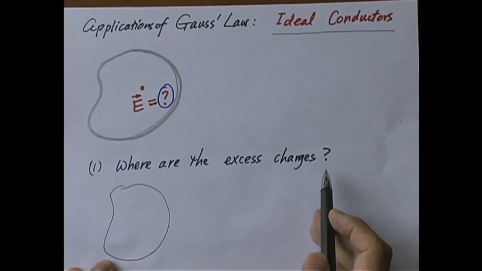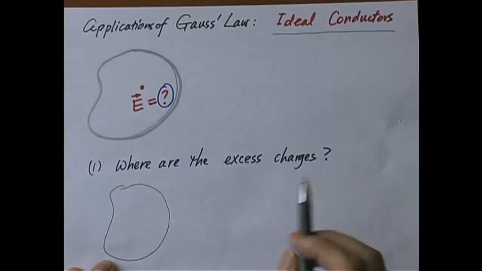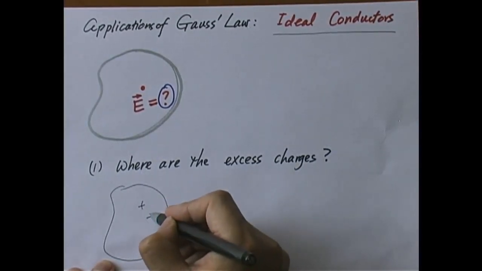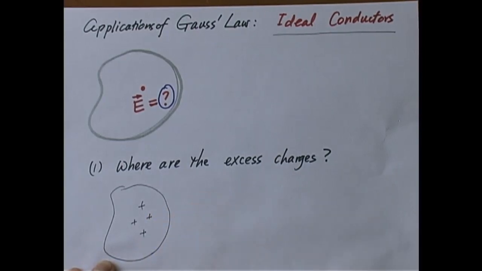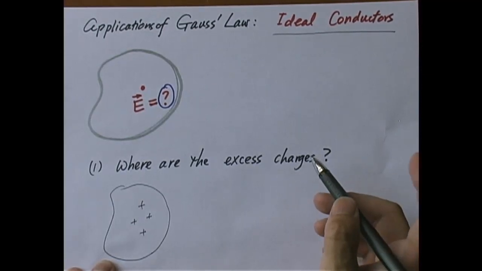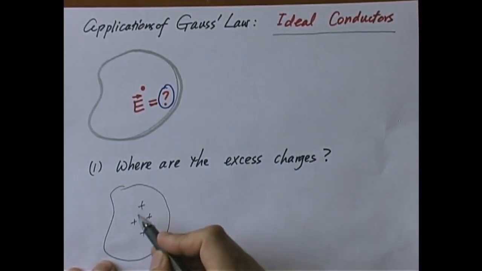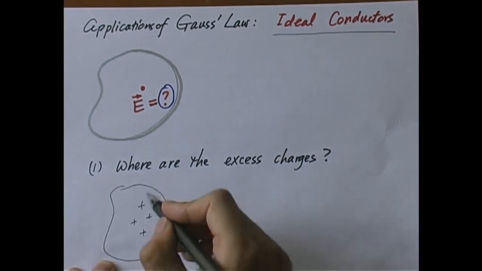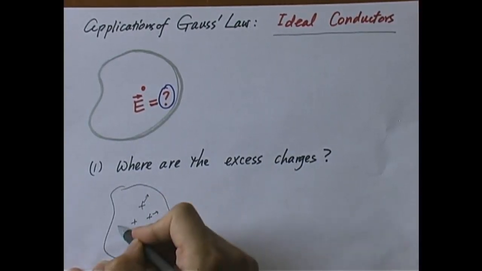Is it possible for the excess charge to be somewhere inside, in the interior of the conductor? Well, intuitively, you know that's probably not going to be the case, because suppose we have these positive charges, right? They don't like each other, do they? So they're going to fly apart, because they repel each other.